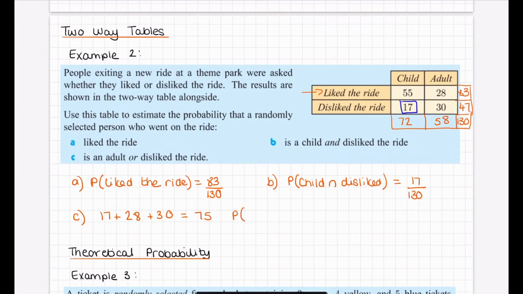And so then we have the probability of adult. And remember, the union is also "or", which will equal 75 out of 130.